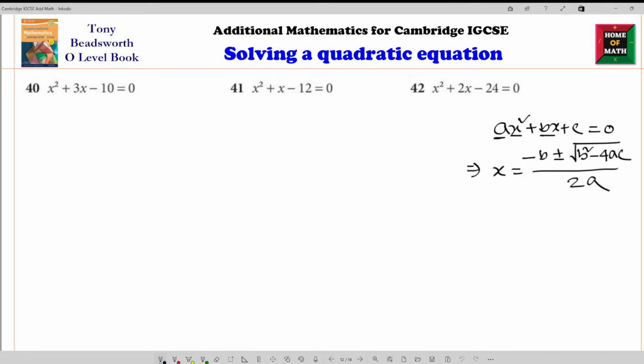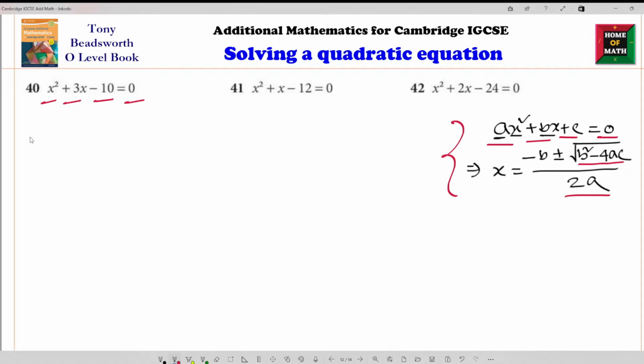Solving a quadratic equation. First question: x squared plus 3x minus 10 equals 0. We know the theory of quadratic equations, the general formula, which is ax squared plus bx plus c equals 0. We know x equals minus b plus or minus root over b squared minus 4ac, divided by 2a. We will implement this formula here.